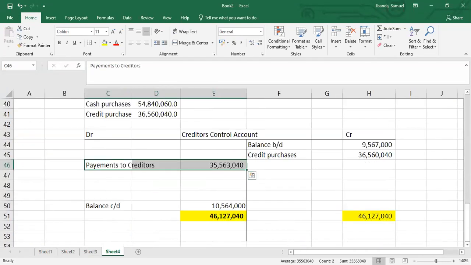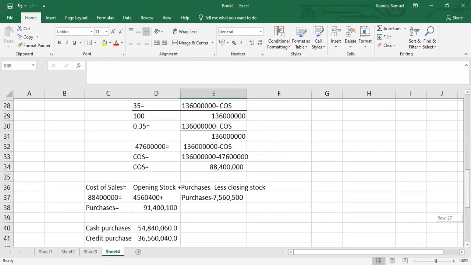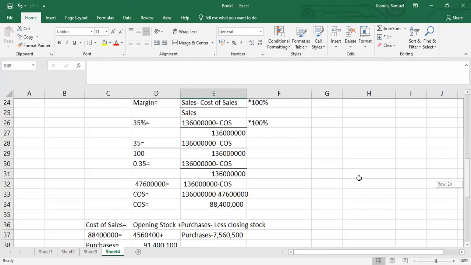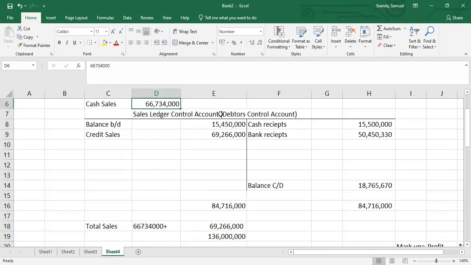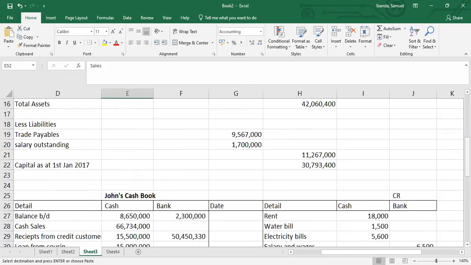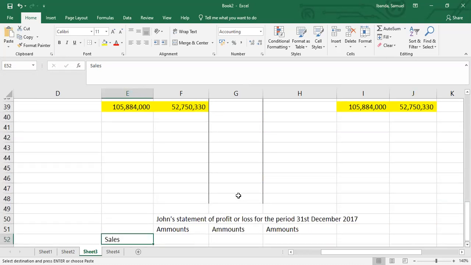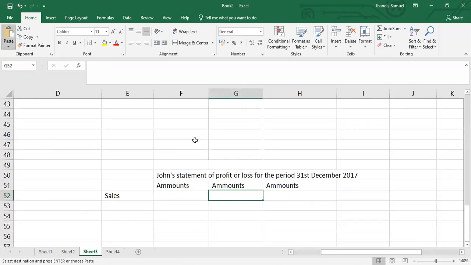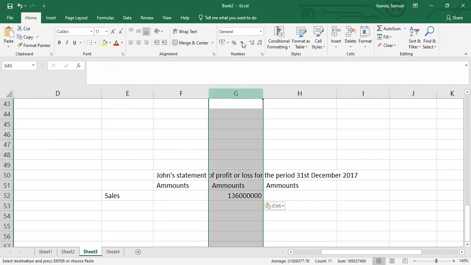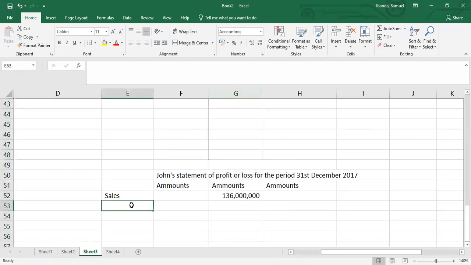When it came to the working, I determined my sales somewhere. Remember, I was given cash sales. I drew up the debtors' control account and determined my credit sales, okay, which were 69, and my total sales came to 136 million, okay? So I'll just come to write to my question that I'm answering and record my sales figure. I'll record it under this column so that this is systematic. Then after sales, definitely the next thing I'll do is less cost of sales.